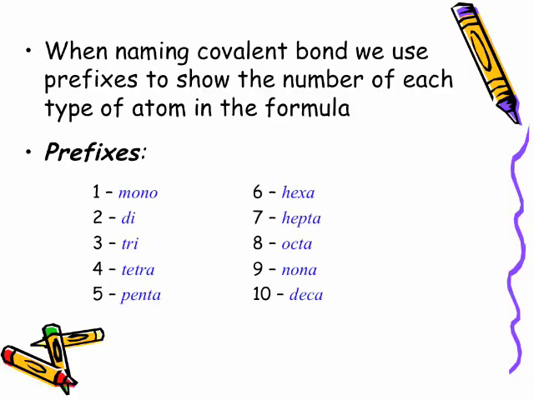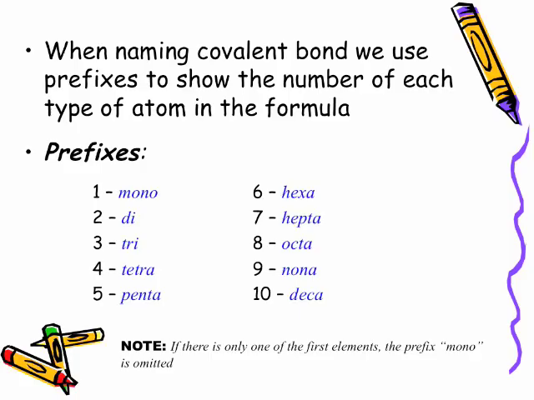Now, when naming covalent compounds, we use prefixes to show the number of each type of atom in the formula. So here are the prefixes. 1 for mono, 2 for di, 3 for tri, tetra for 4, penta for 5, hexa for 6, hepta for 7, octa for 8, nona for 9, and deca for 10.